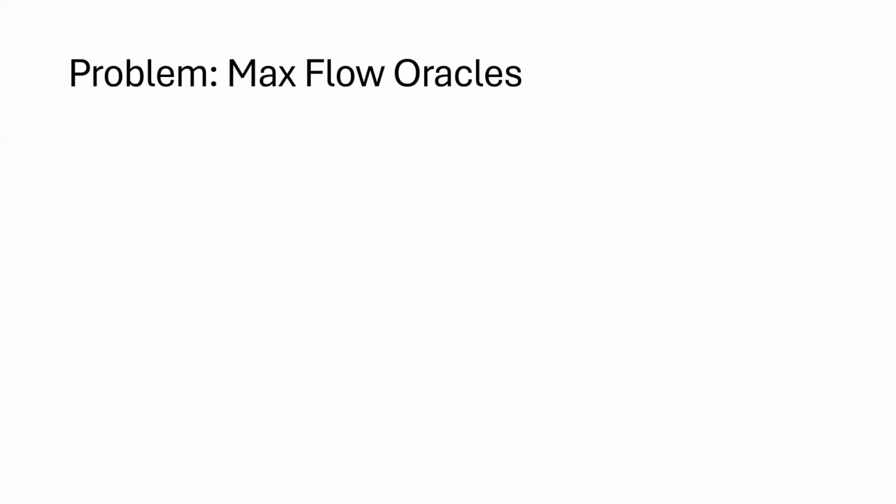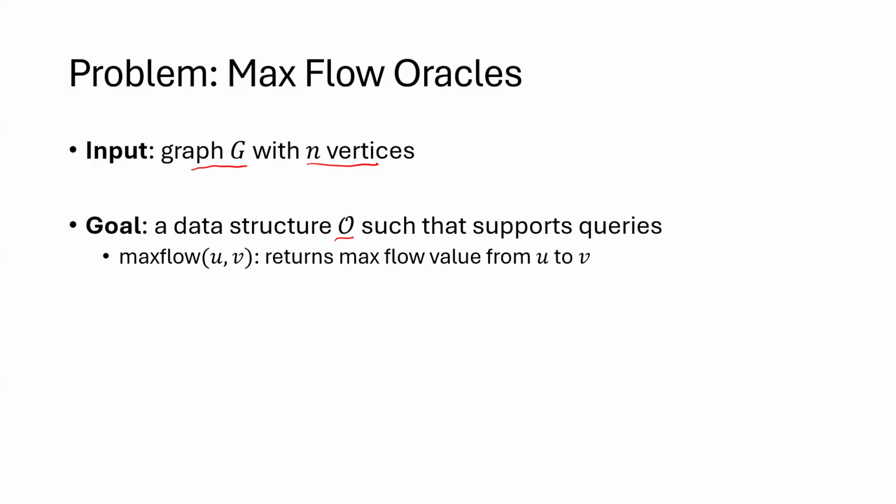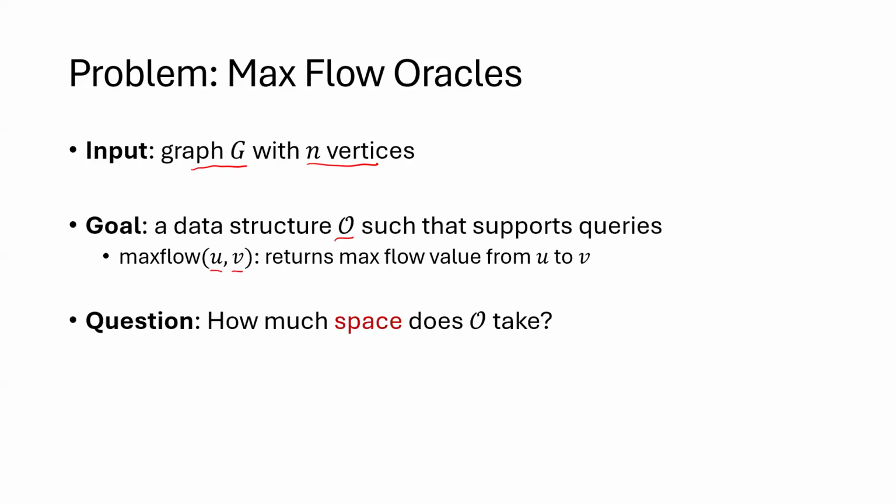Okay. So the problem that we're going to look at in this talk is max-flow oracle. The problem is: you have a graph with n nodes, and you want to pre-process this graph and build some data structure. The goal is to get a data structure such that, given any nodes U and V, you can return the max-flow value from U to V. That's the problem. The question is just how much space does this oracle, this data structure, take? That's just a basic question.